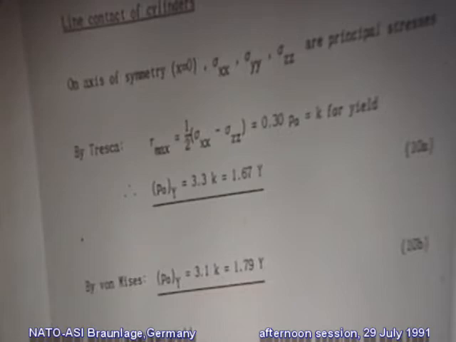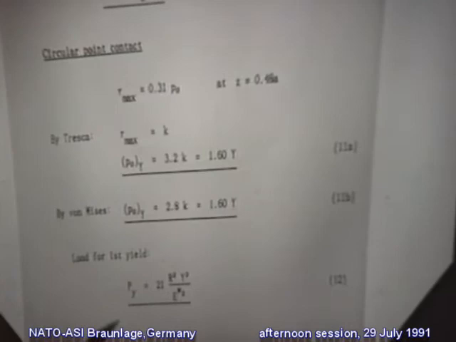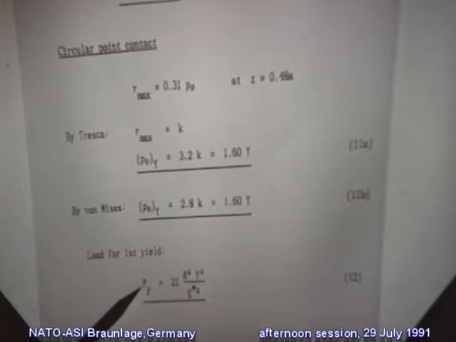What I've done in this last expression here is to use the Hertz formulae to get an expression for the load which will just produce yielding at that critical point beneath the surface. You'll notice it's proportional to the square of the radius, the cube of the yield stress, and inversely proportional to the combined elastic modulus of the two materials.